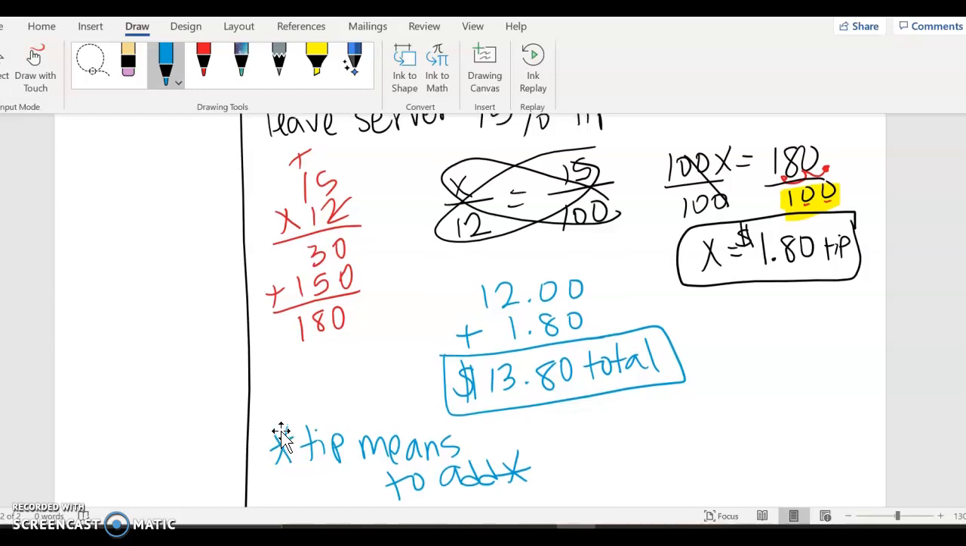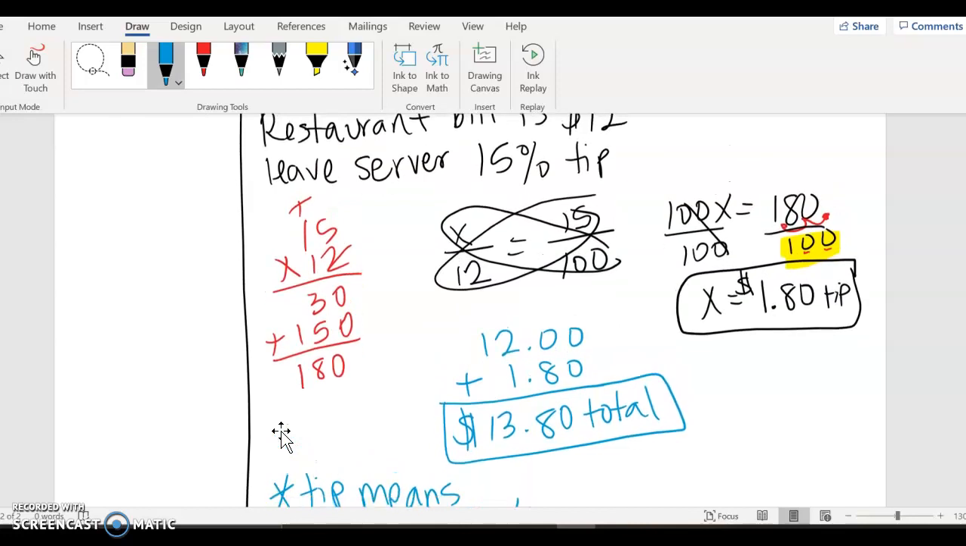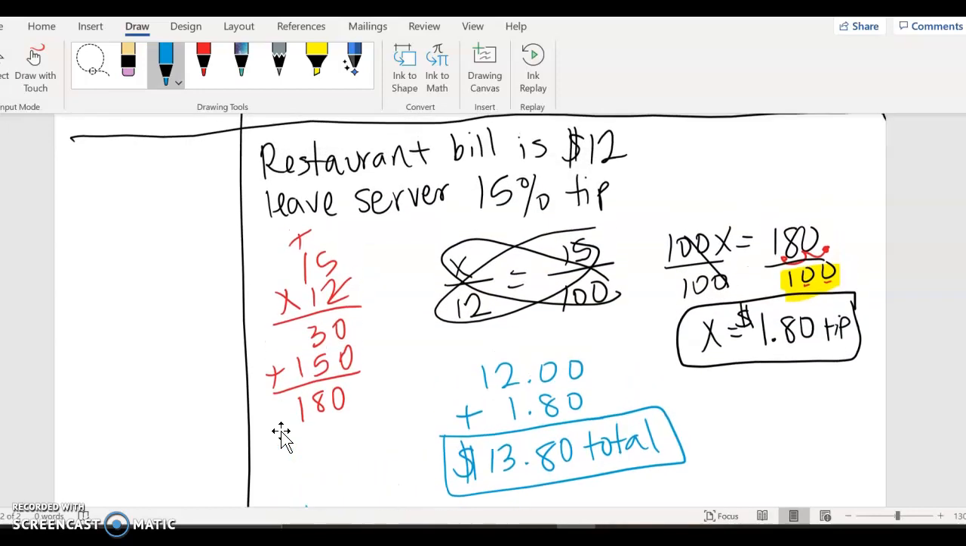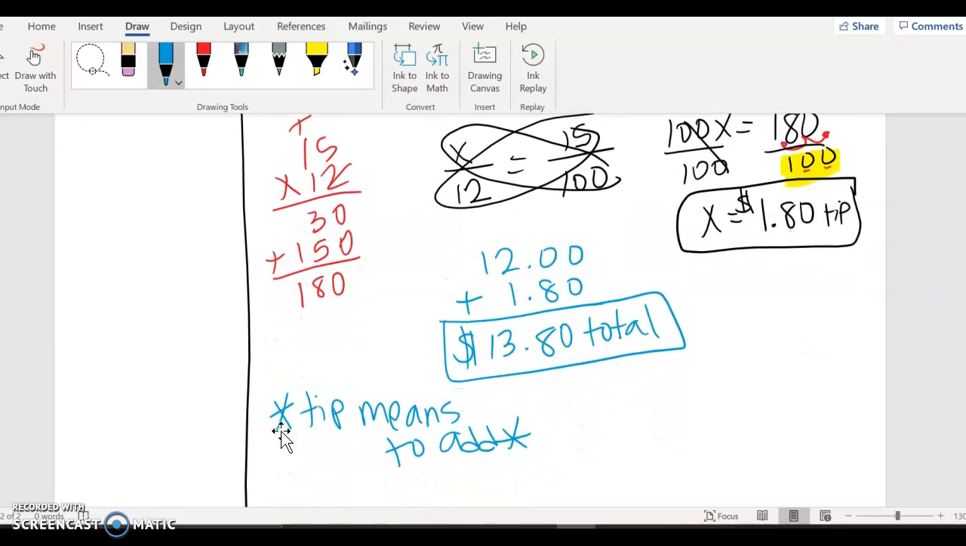The biggest thing to note about these questions is they usually always involve 2 steps. Step 1, finding the amount of the discount or the tax or the tip. And then step 2, if it wants to know the total, you then either have to add or subtract, depending on which one it's asking for. So just make sure you read your questions carefully. If it only wanted the tip, we would have been done at step 1, but since I wanted a total, we had to go and add. Okay?